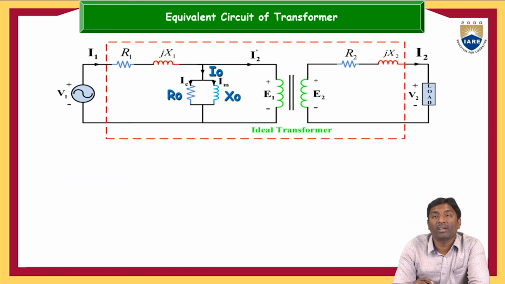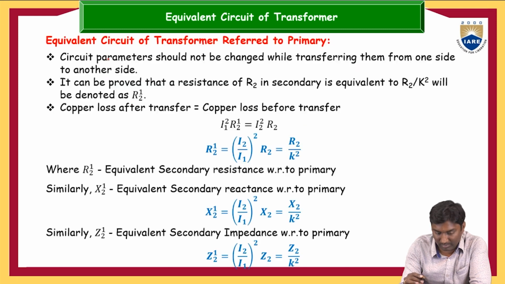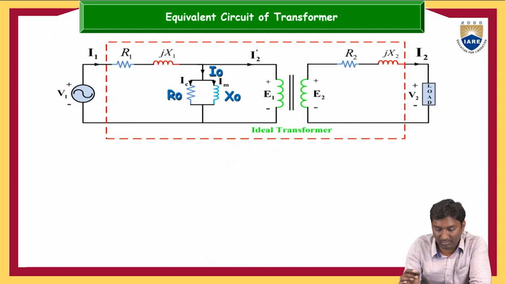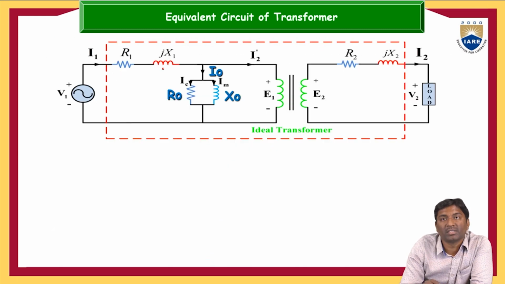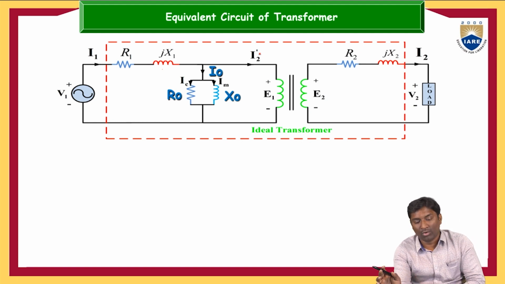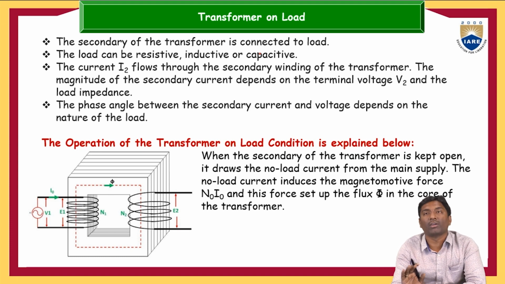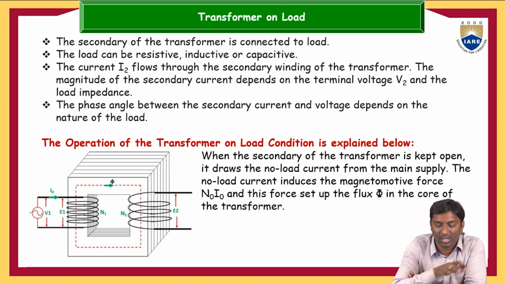Next, the equivalent circuit of the transformer for the ideal case. So what are we getting here? R1, jX1 and I2 dash. Before going to discuss this equivalent circuit of the transformer, we'll discuss the transformer under load and no load condition. Then we'll discuss the transformer on load condition.